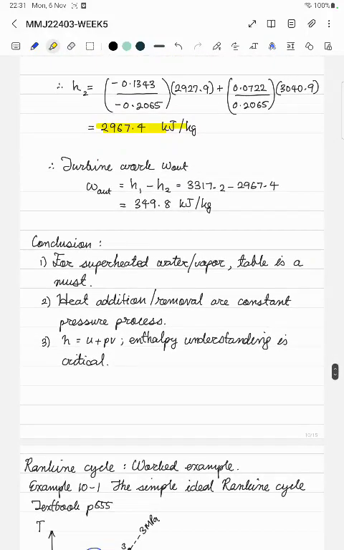So the conclusion here is, for superheated water or vapor, using a table is a must, because we cannot really have an exact equation to estimate the value of enthalpy and entropy for water and vapor. So it's empirical, but the table is detailed, so we can pretty much predict the behavior of water or vapor using the table. And two, heat addition and removal are constant pressure processes, specifically for studying using the table.